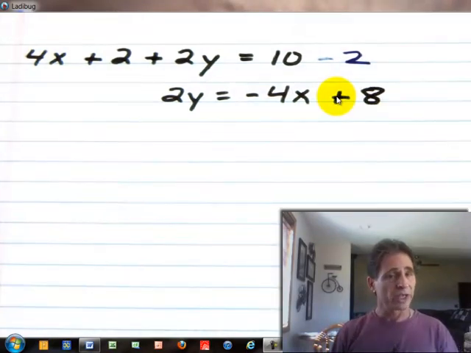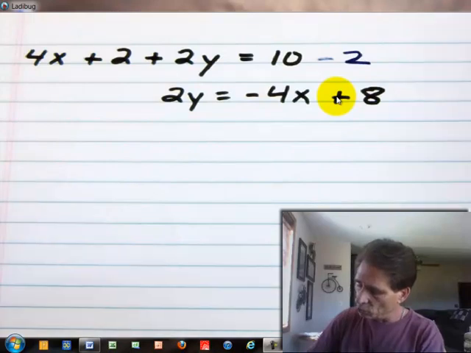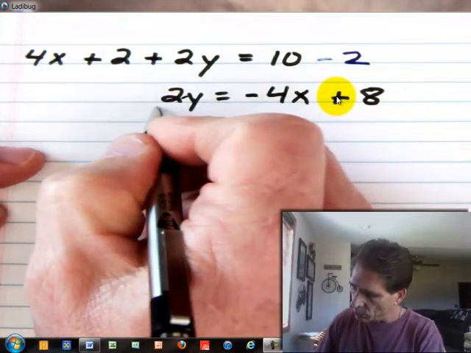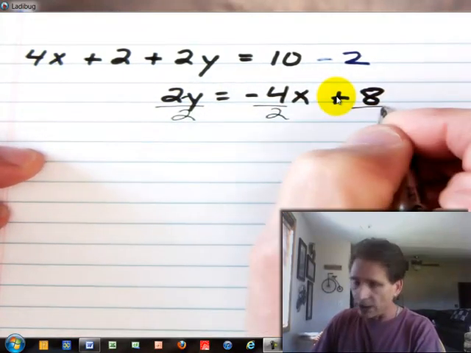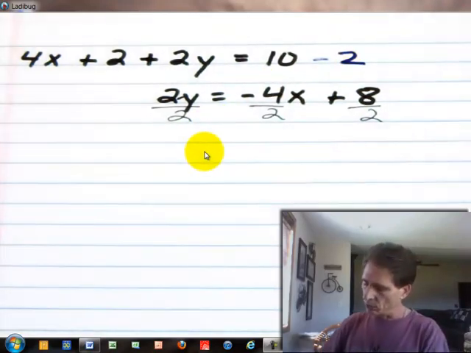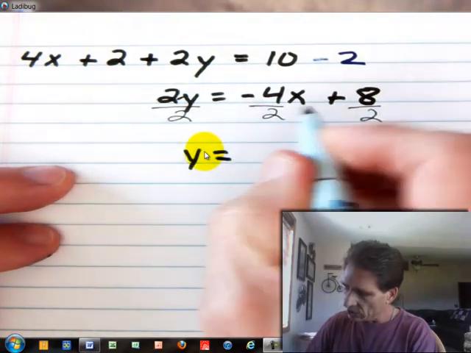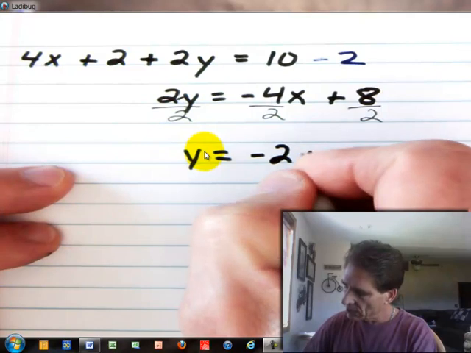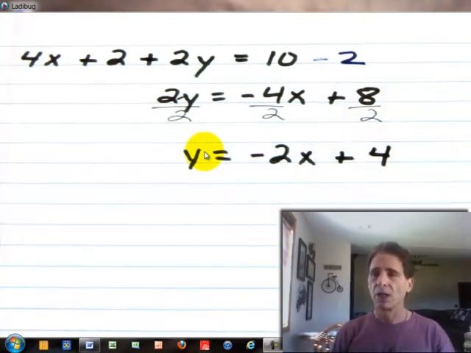Again, this will take one more step. We need to divide everything by 2 because the meaning of 2y means 2 times y. Therefore, the opposite operation of times is divide. Now, I can write my equation in y equals form. Y equals -4 divided by 2 is -2x. 8 divided by 2, of course, is 4. And there you have it.